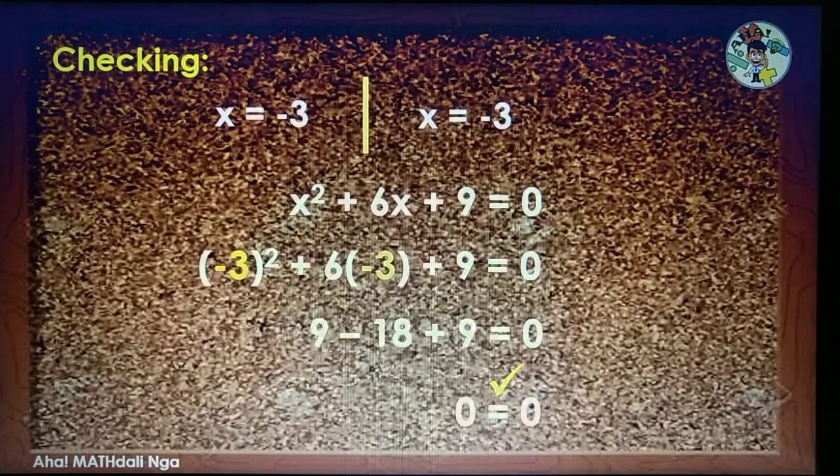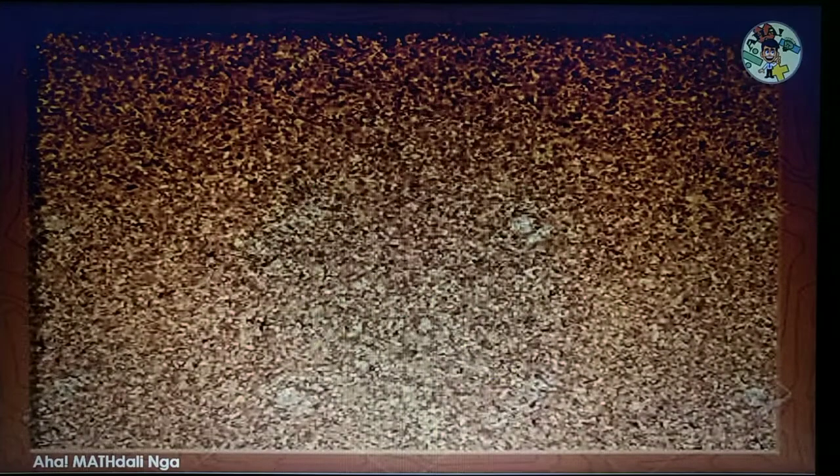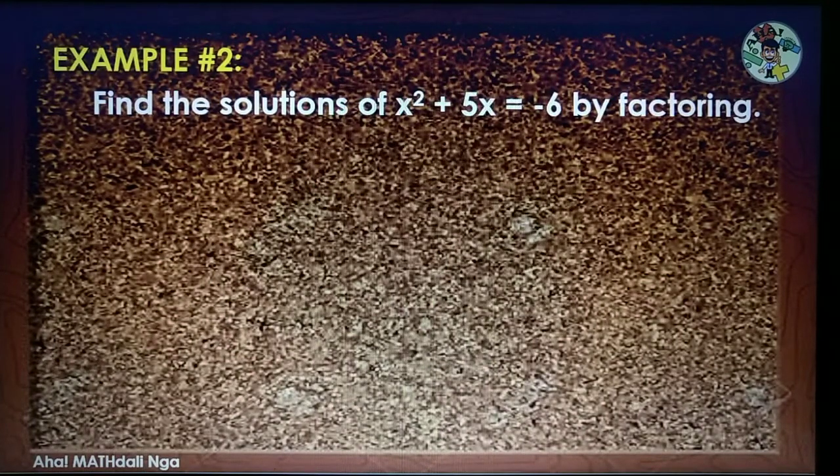Therefore, we have one solution for this quadratic equation, and that is negative 3. Let's have another example. Find the solutions of x squared plus 5x is equal to negative 6 by factoring. x squared plus 5x is equal to negative 6.